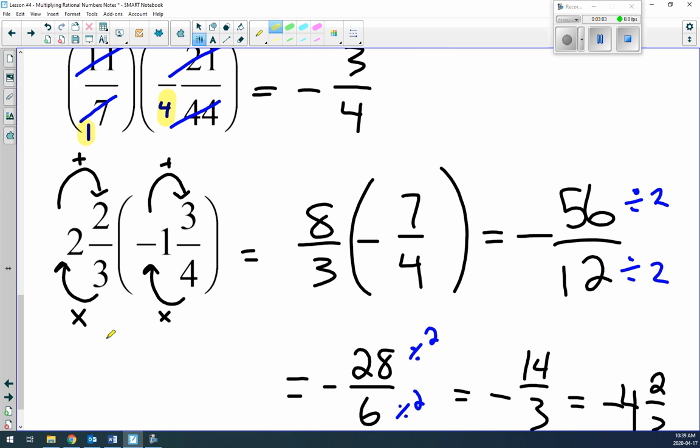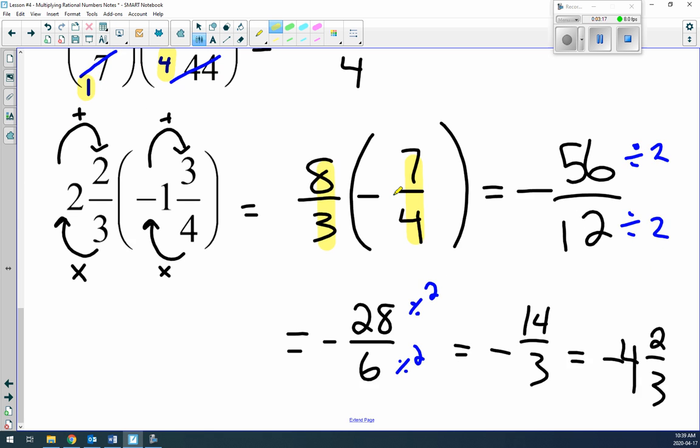Okay, now what happens when we have mixed fractions. Mixed fractions, change them to improper. Easiest way. 3 times 2 plus 2 is 8 over 3. 4 times 1 plus 3 is 7. Don't forget it's negative there, so negative 7 over 4. When they're side by side like that with the brackets, it just means multiplication. So positive times a negative is going to end up with a negative. Multiply straight across, 56 over 12.